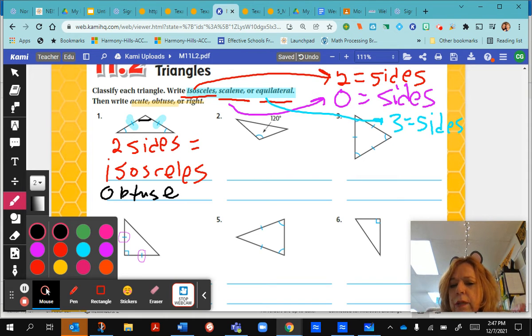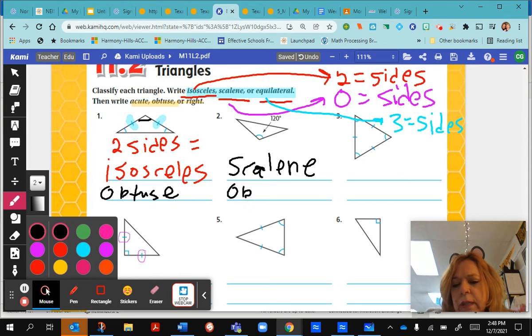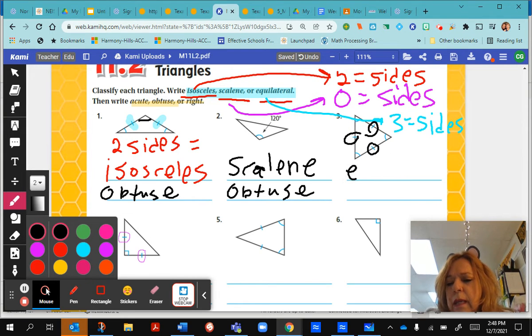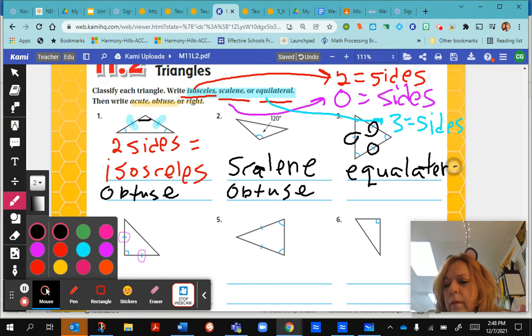Okay, now let's look at this next one. I don't have any little hash marks, no signs. So I have a scalene triangle, and this is greater than 90 degrees. So it means that I have an obtuse. Sorry about the writing. Going to number 3, you see all the lines that hit? This one is equal to this one, which is equal to this one. So it's an equilateral because I have 3 equal sides. And it is an acute. I have 3 acute angles.